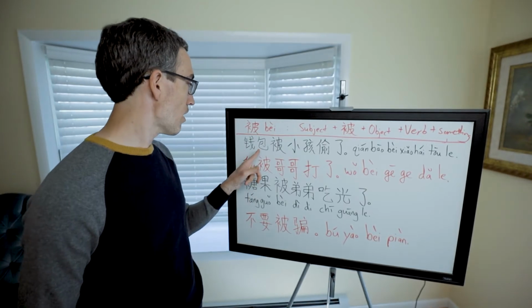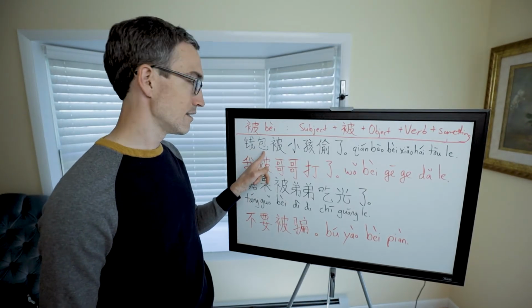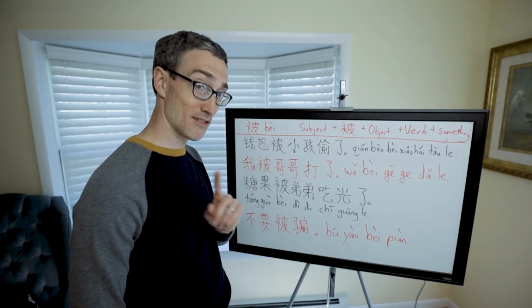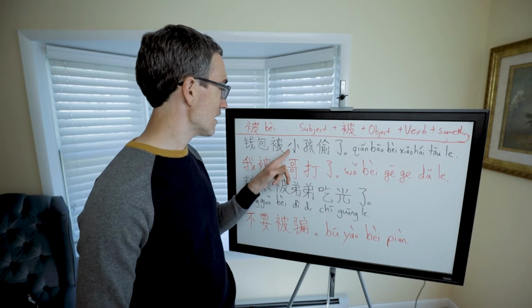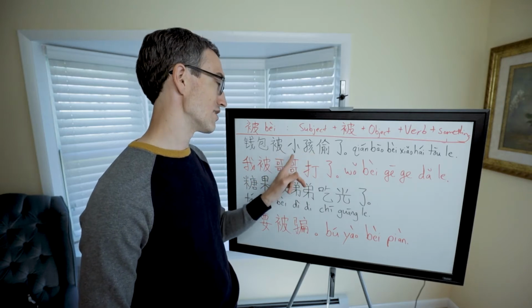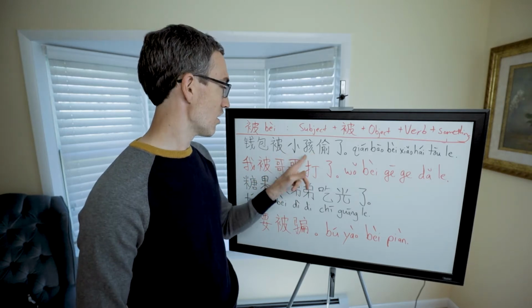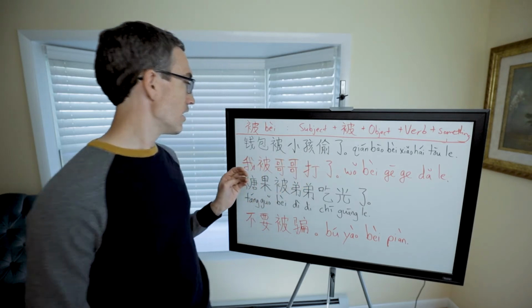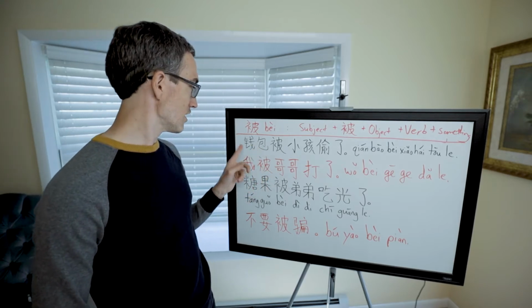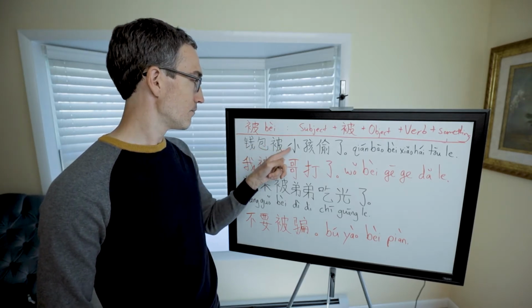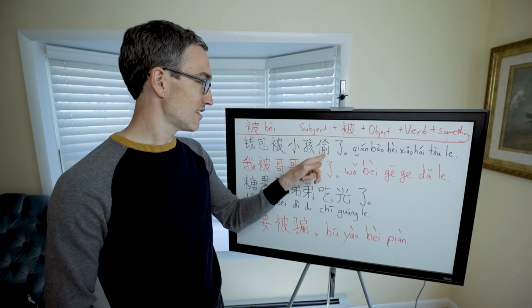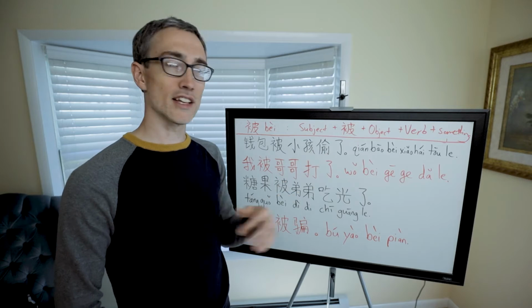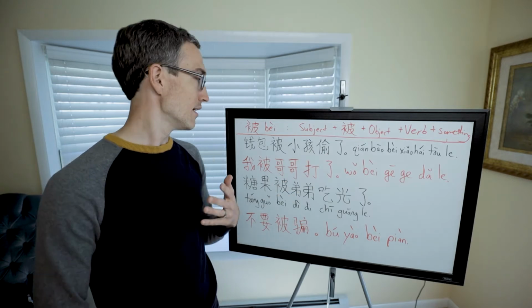We have qianbao, that means wallet. That is the recipient of the action now, but it is the subject of the sentence. Qianbao bei xiaohai, child, tou le. Qianbao bei xiaohai tou le. The word-for-word translation is wallet bei child steal le. In English, we'd say the wallet was stolen by the child.